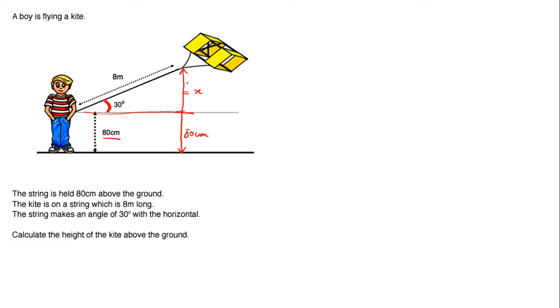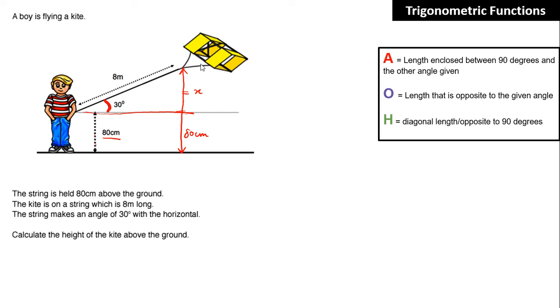So now I can just take my trigonometric identities there. We know that we're dealing with trigonometric functions. They're used to find right angle triangles' angles and lengths. So I'm going to be using the sine, cos, tan, and then I have to figure out which one's my AOH. A is the length that is enclosed between 90 degrees and the given angle. O is the one that's opposite to the angle, and H, the hypotenuse, is the diagonal length, or the one that's opposite to 90 degrees.